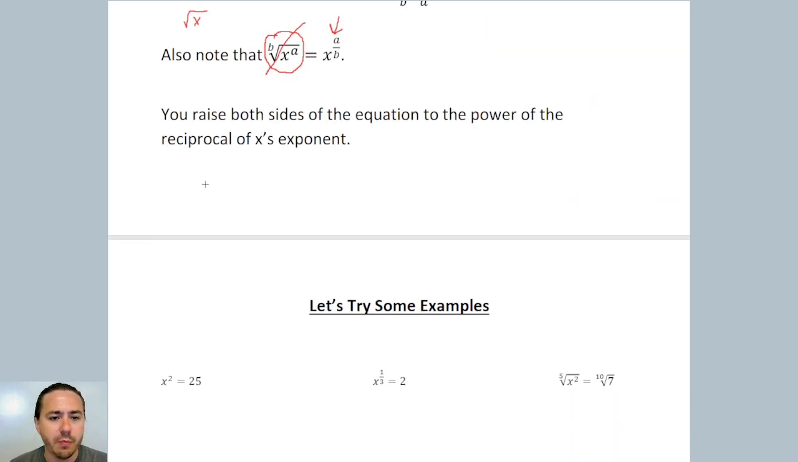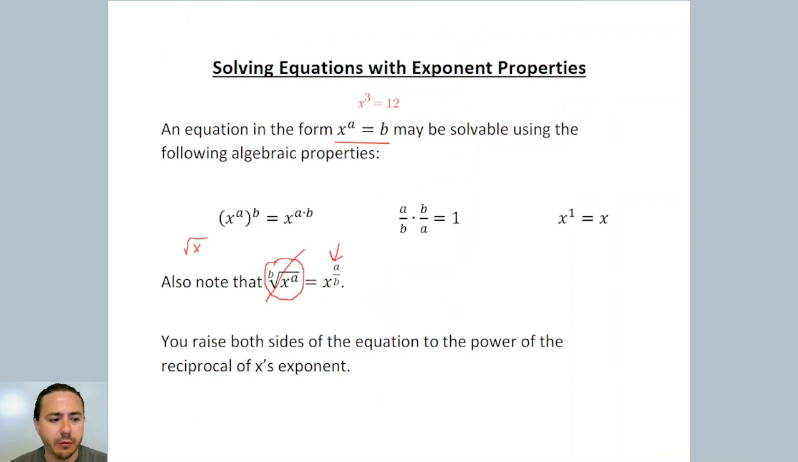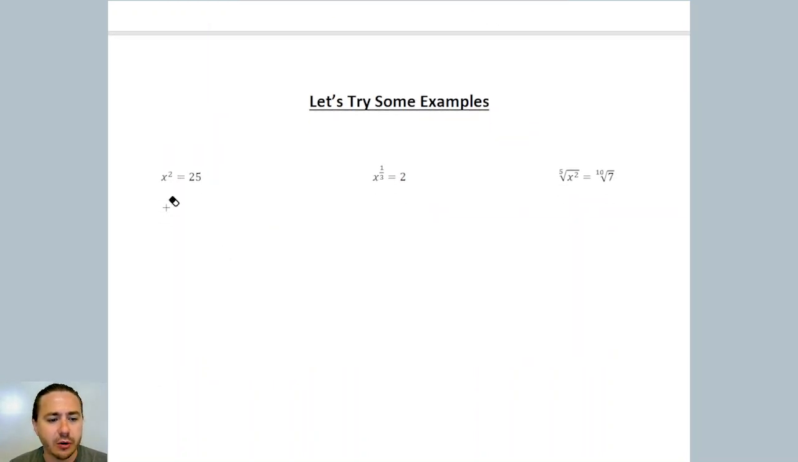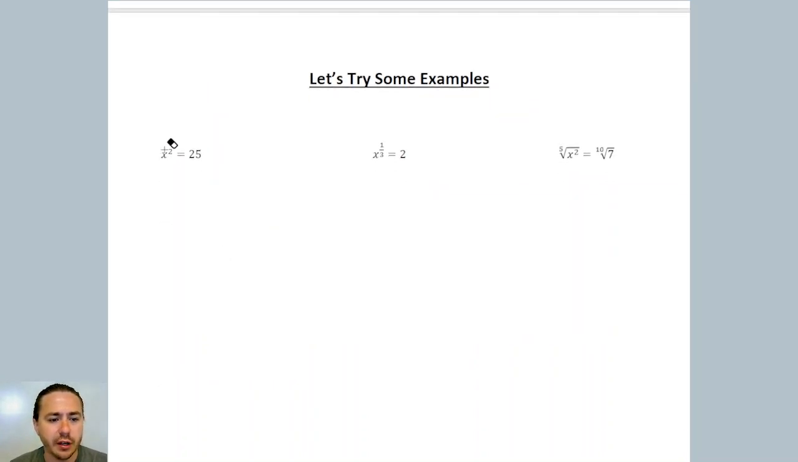Okay, so remember that these are the same, right? Let me erase this because that looks like I'm saying it's not the same. These are the same. So anytime I write something with a square root, I'm going to get rid of that and write it using rational exponents. So how do I get this to be 1 instead of x? How do I undo this square?